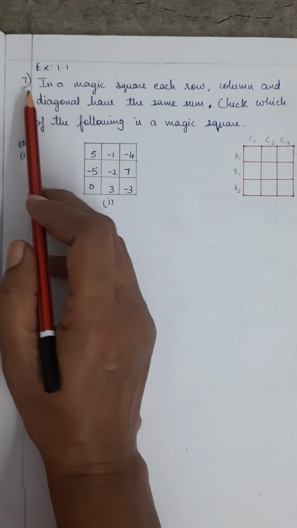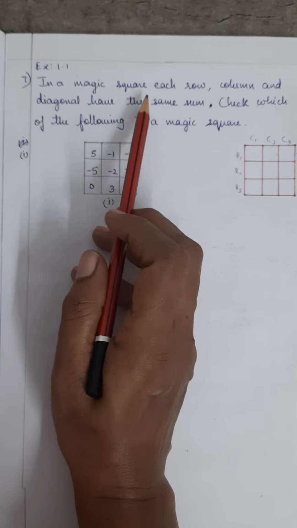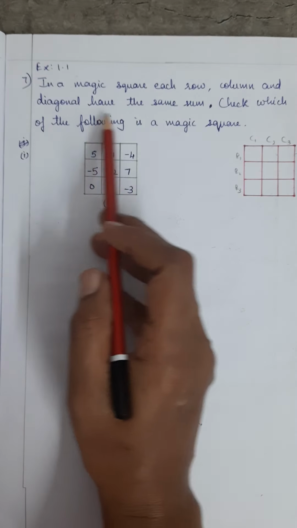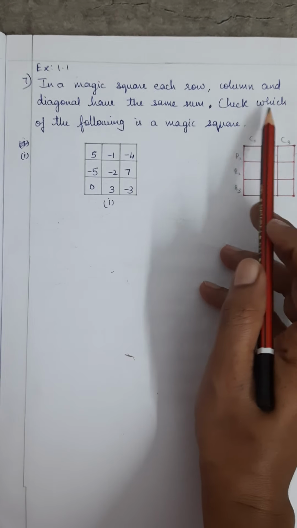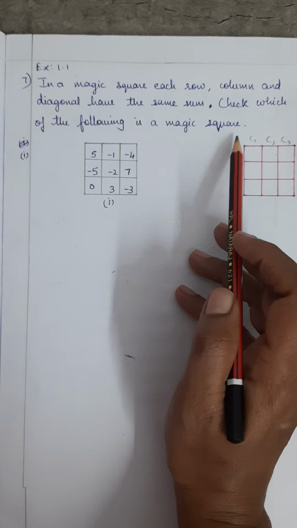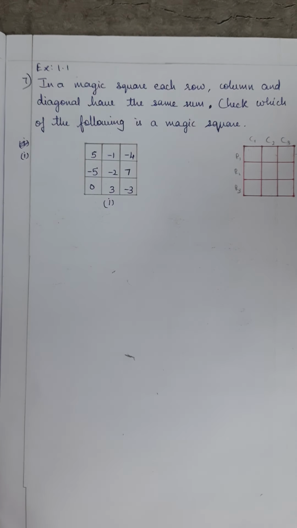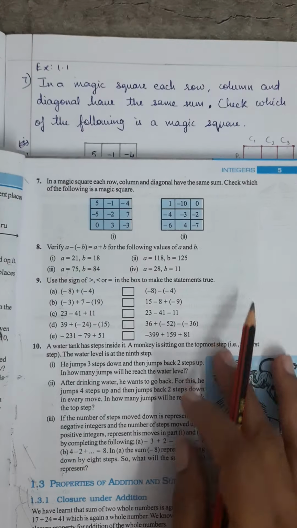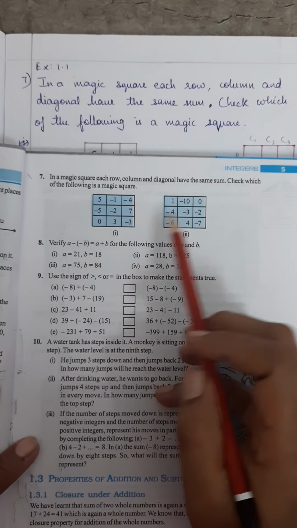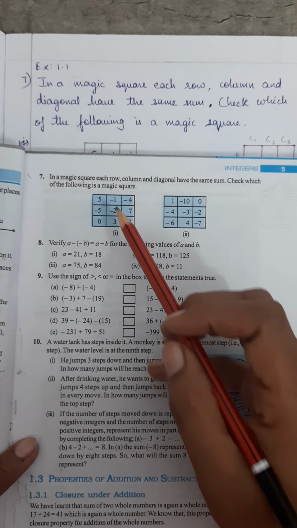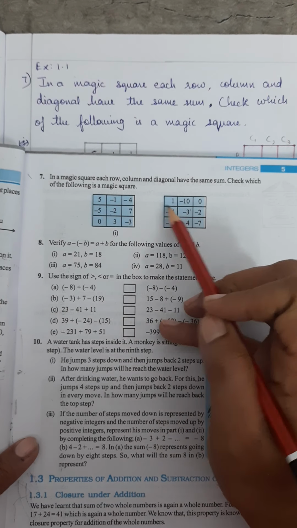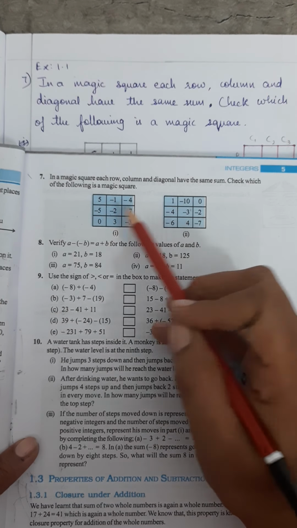Exercise 1.1, seventh problem. In a magic square, each row, column and diagonal have the same sum. Check which of the following is a magic square. So there are two magic squares given. I've drawn only the first one, but you can see the question here. You need to find out which is the magic square and which is not.